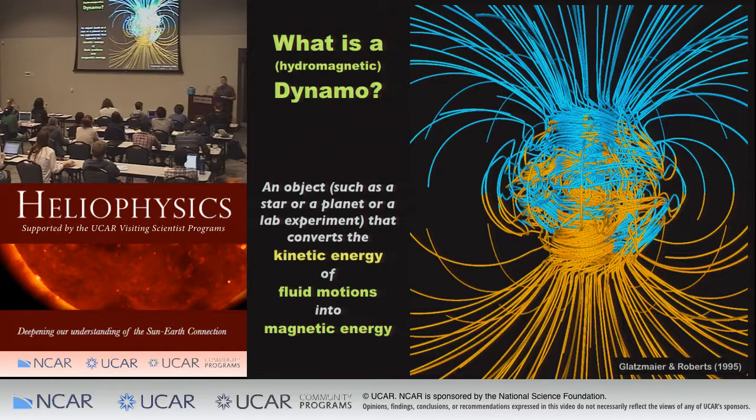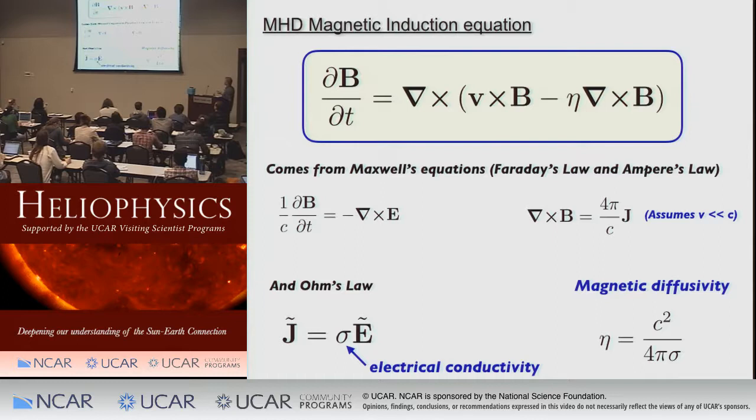So you've seen this already, the MHD induction equation: dB/dt equals curl of V cross B minus eta curl B. This comes just from Maxwell's equations, Faraday's law, Ampere's law. Eta is the magnetic diffusivity, the electrical conductivity is sigma, and this is in the frame of the moving plasma, but when you do a Galilean transformation to the lab frame, that's where the V cross B comes from. But you've already seen this. And by the way, stop me at any time if you have questions.